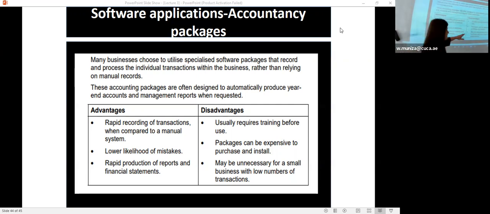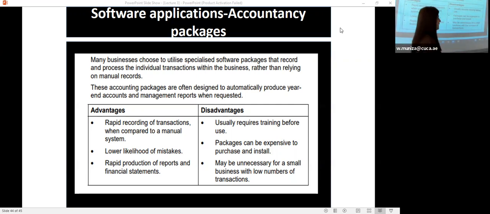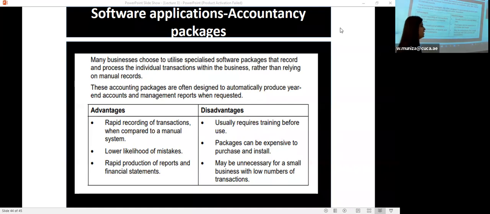What can be the disadvantages? Usually requires training before use. For example, the difficult accounting software do require special courses before their usage. Packages can be expensive to purchase and install. Some customized software is very expensive to purchase and install in the organization. That is why small organizations rely on free accountancy packages. Then it may be unnecessary for a small business with low numbers of transactions. So small businesses do not require this much complex accountancy software.